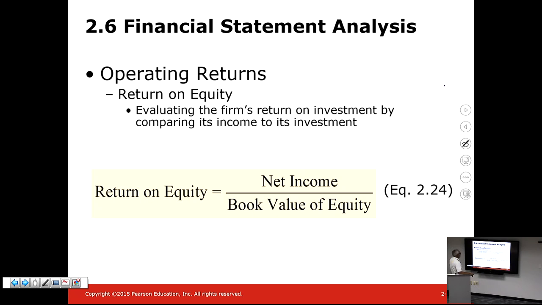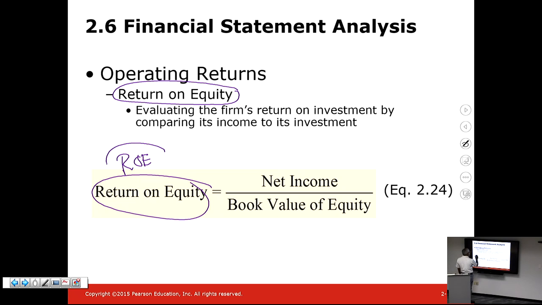The last thing we want is return on equity, probably the most important of all ratios, ROE. Why is it the most important? Because this readily tells us if the company is indeed attaining its objective. Its objective, remember, is shareholder wealth maximization. To what extent is it indeed providing the type of returns that equity holders are looking for?